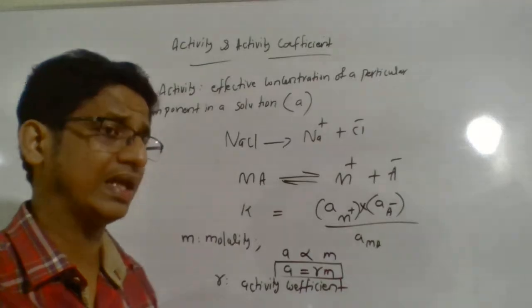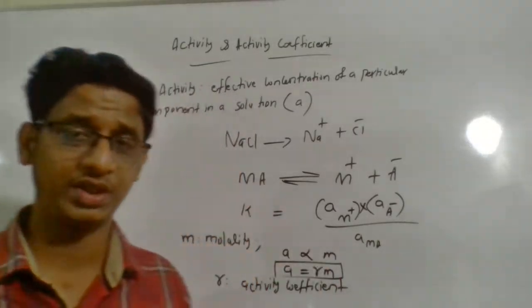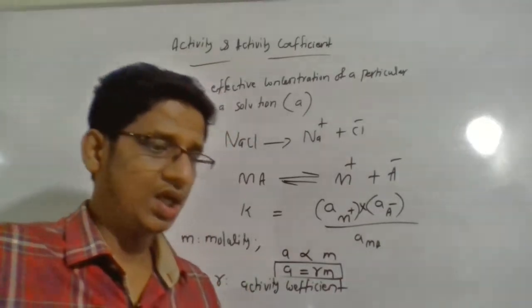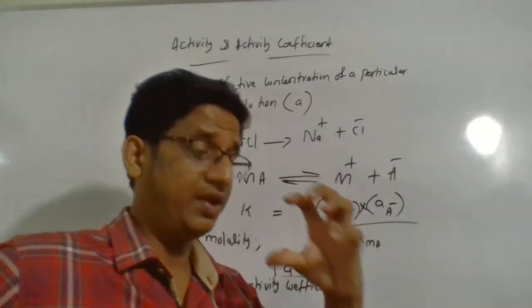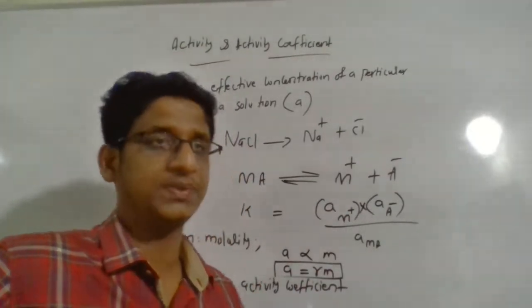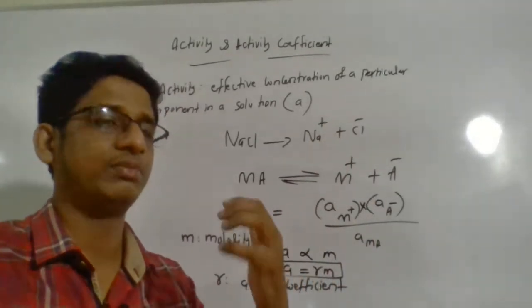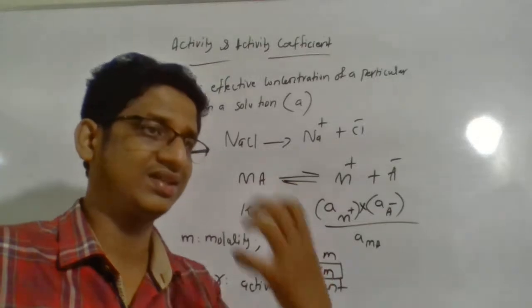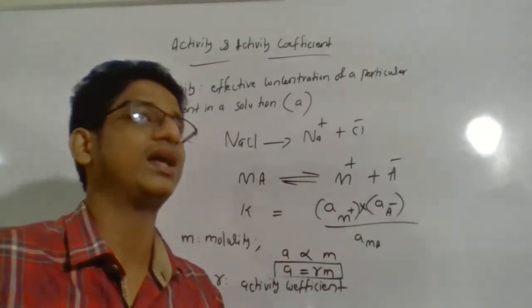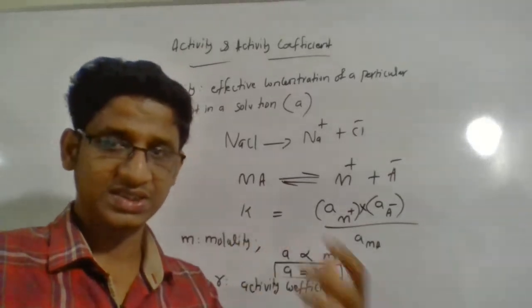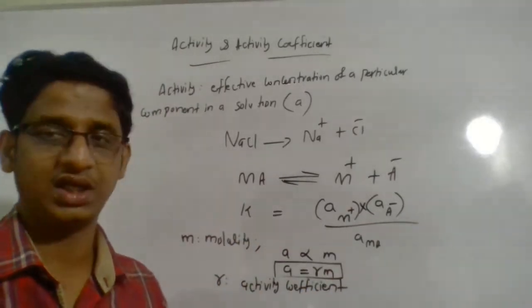So activity and activity coefficient, these terms are important because an electrolyte in a solution has different behavior, especially considering the kind of attraction and repulsion, and the concentration and the kind of electrolyte that we use change depending on these conditions.